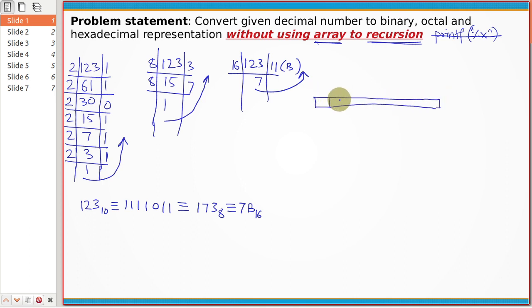Generally we take some array, and whenever we divide a number, the technique for converting from decimal to any base is straightforward. If you want to convert to base 2, or binary, you keep dividing it by 2. If you want to convert to octal, you keep dividing it by 8. If you want to convert to hexadecimal, you keep dividing by 16.